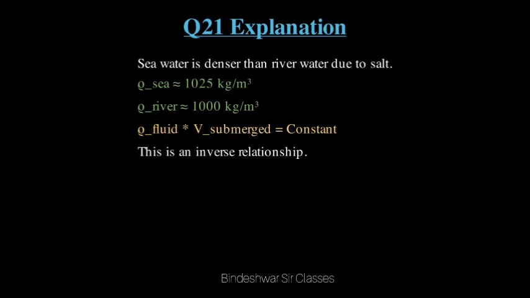This is an inverse relationship. If the fluid density, rho_fluid, goes up, then the submerged volume, V_submerged, must go down to keep the product constant.